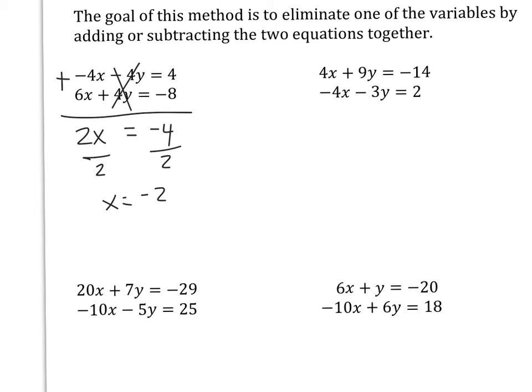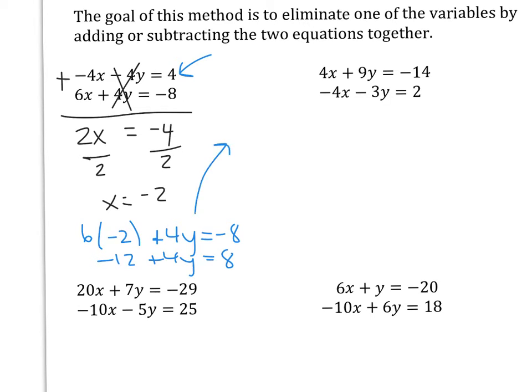Now I've got my x variable answer, but now I have to figure out what y is, so now I'm going to substitute negative 2 back into either equation that looks easier to plug this negative 2 in for x, and I'll do that. I'll plug it into the second one. So 6 times negative 2 plus 4y equals negative 8. And like I said before, it really doesn't matter which equation you plug it into. You should get the same answer if you complete that correctly.